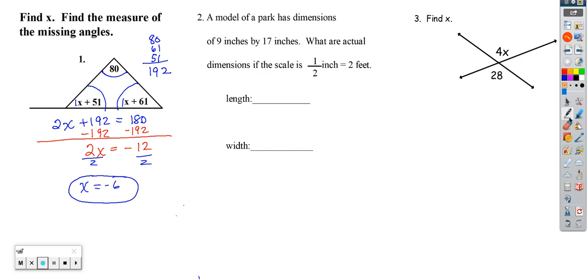Next, my job is to go back and find the measure of all the missing angles. Okay, and that would be 3 different angles here. I have negative 6 plus 61 for this angle. That tells me that this angle right here is 55 degrees. I have negative 6 plus 51 for this angle. This angle right here is 45 degrees.